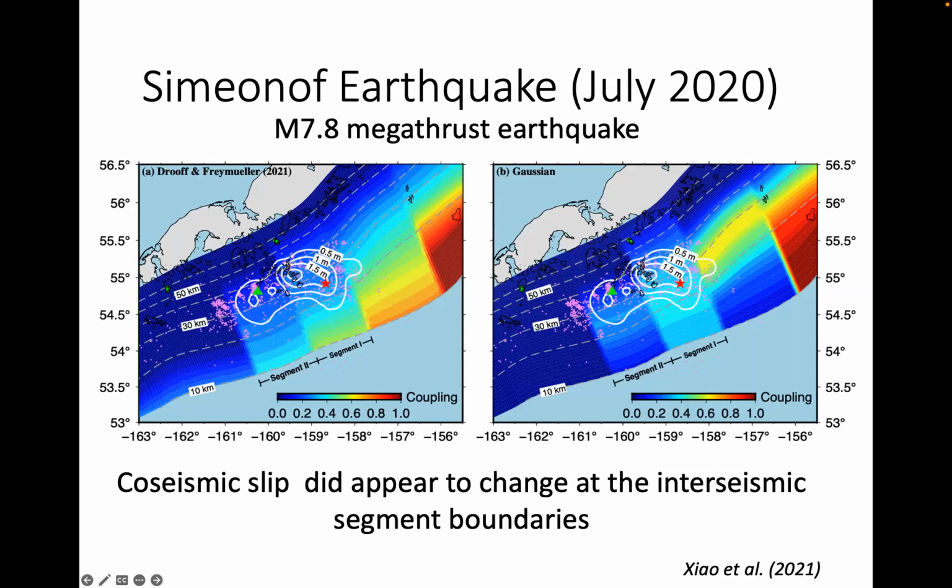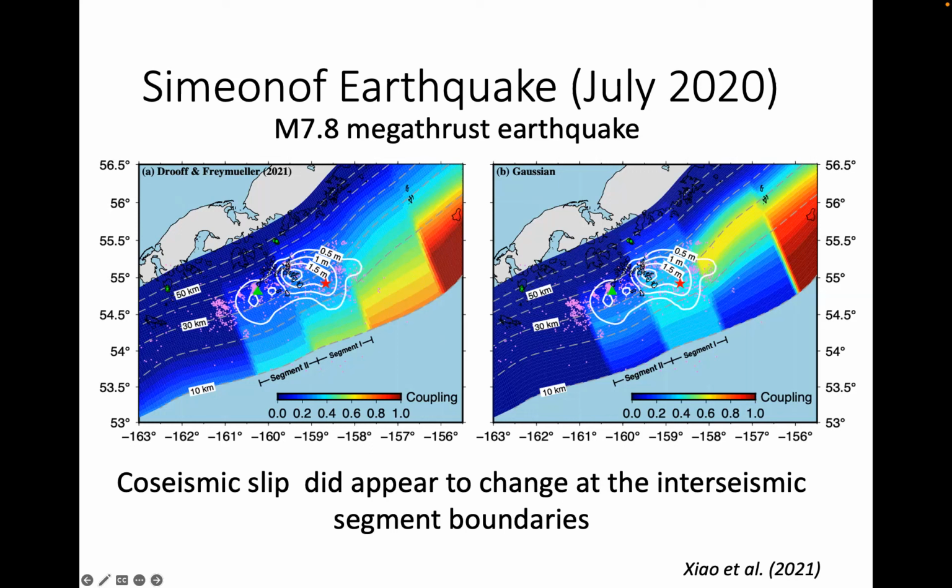So in addition to having those variations, what we found along the Alaska Peninsula in particular is that the interseismic data are better fit by abrupt transitions. Now, that doesn't mean that they're necessarily instantaneous, but a model in which there are segments with characteristic slip deficit actually fits better than one where you smooth across those boundaries. And so the two figures have the same white contours, which are the slip contours of the Simeonof earthquake from July 2020, but different backgrounds.